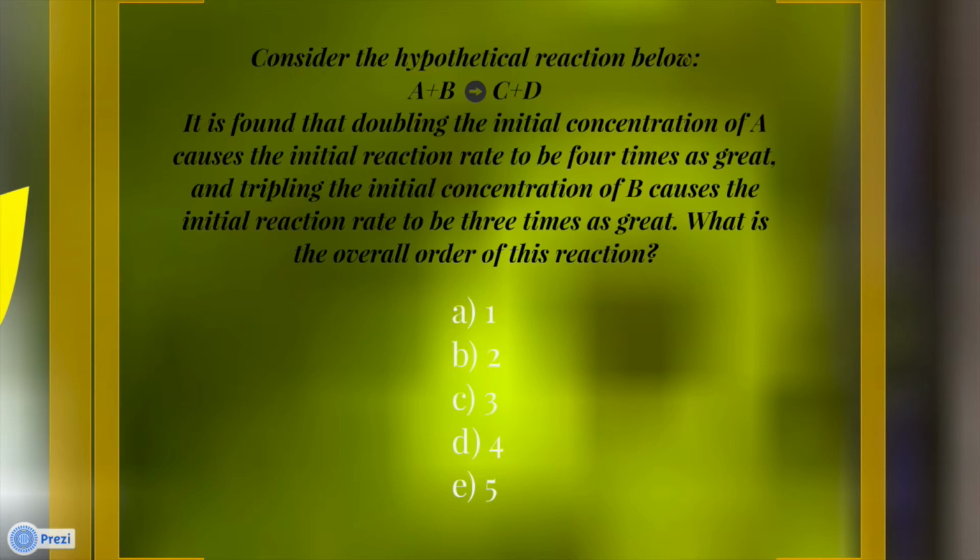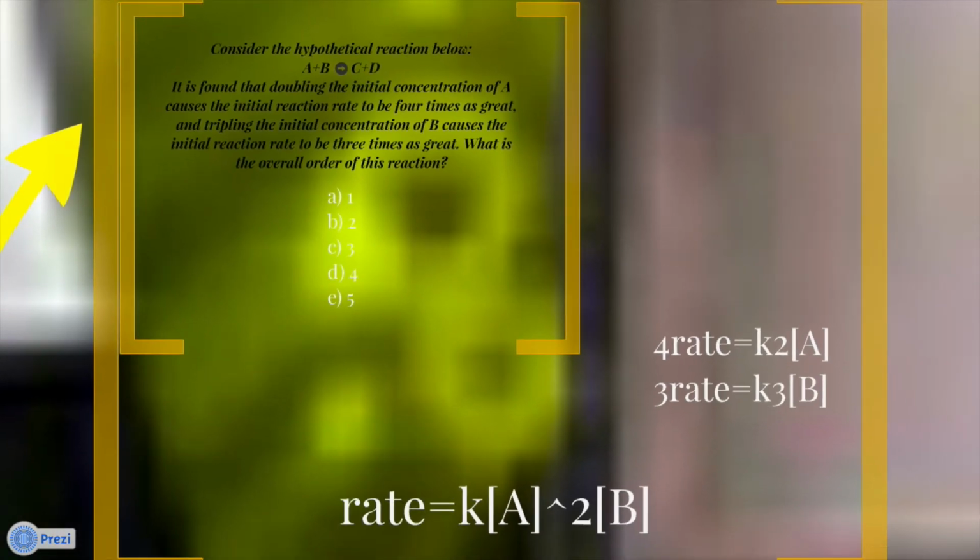That means that A must be a second order reaction. Then there's B. When you triple B, the same thing happens to the rate, which means that they are directly proportional, and therefore B is a first order reaction. So then we look at the rate, knowing that the order of A is 2 and B is 1, which means our exponents are 2 and 1. We add these together to get 3. Therefore, the overall order of the reaction is 3, and our answer is C.